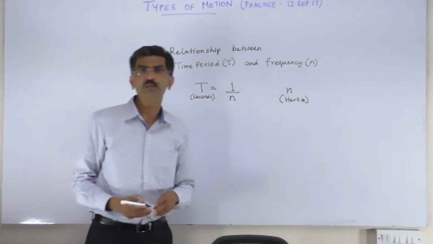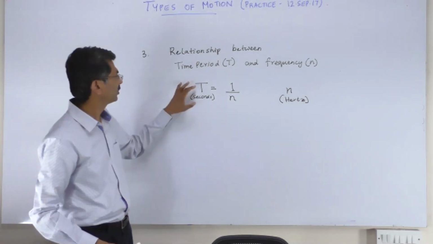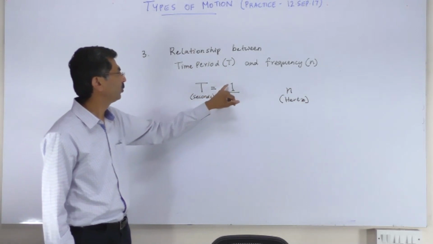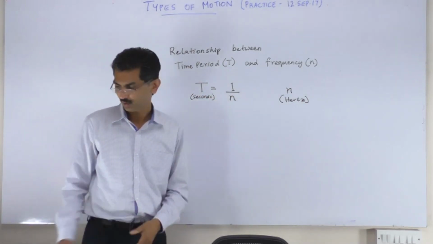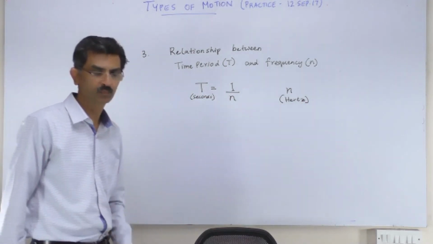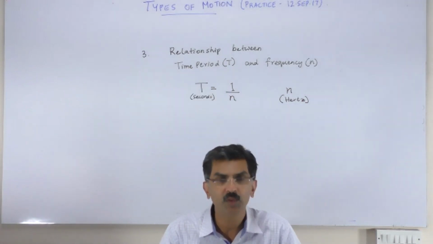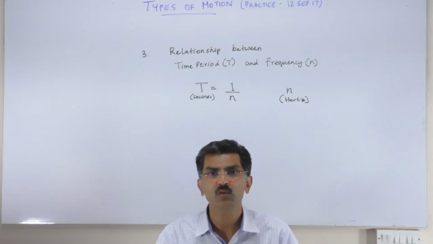H-E-R-T-Z. Hertz means so many cycles per second. So the relationship between T and frequency n is T is equal to 1 divided by n. And that is the answer to the third question. I'll give you some time to write this down before moving to the next question.